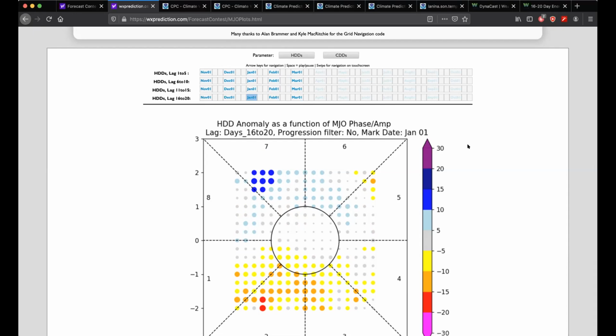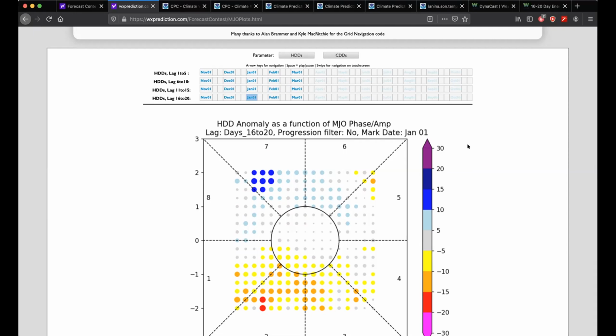So that's how you could use it in a forecast process. Pretend it's around January 1st right now, December 31st, January 2nd, ballpark of January 1st. This is exactly what you would want to look at to make a 16 to 20 day forecast, because it shows you, at least historically, the relationship between the MJO, or at least the index that is a proxy for the MJO, and the response as a function of the phase and amplitude.